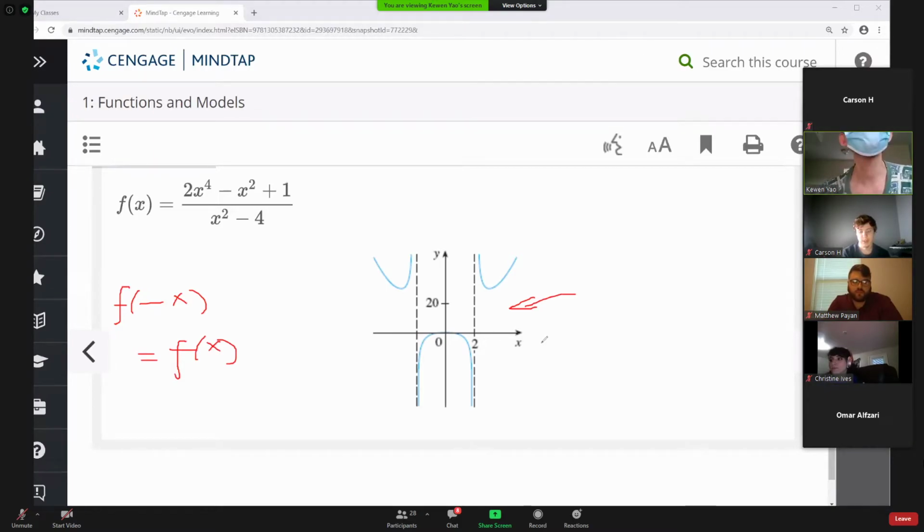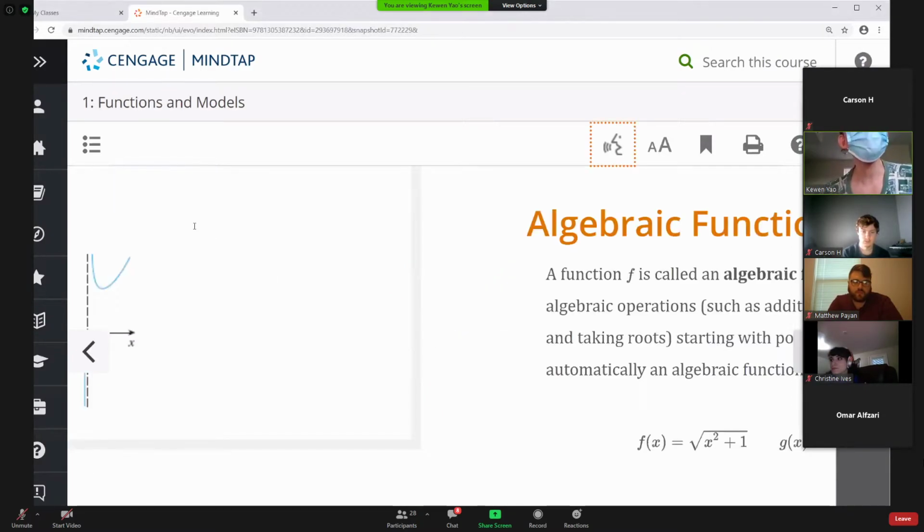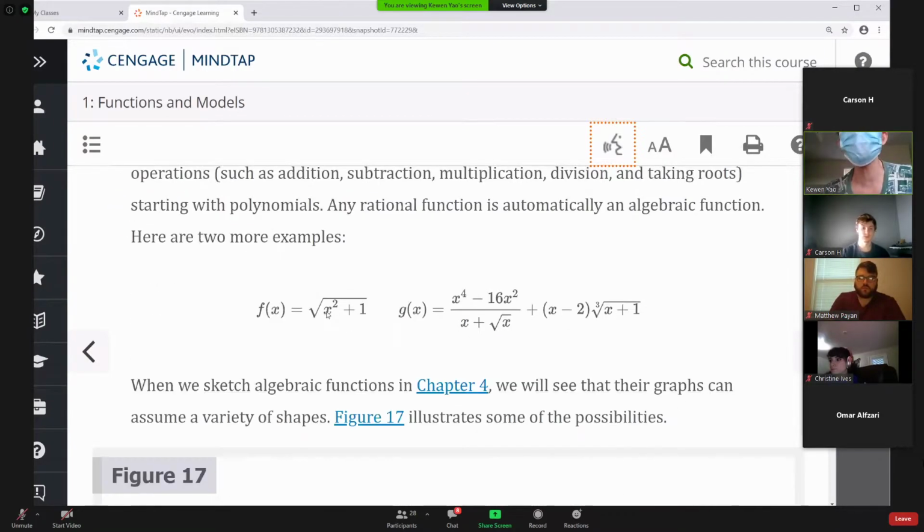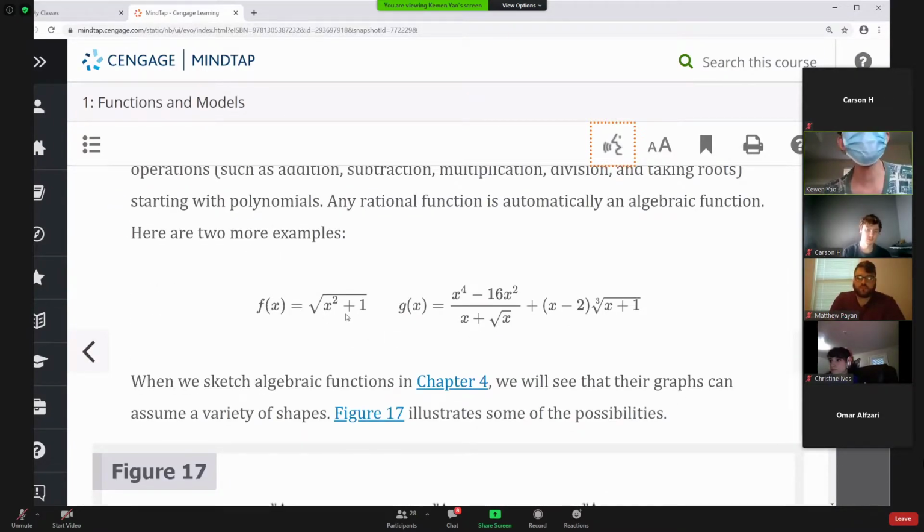Okay, this is an even function. Now let's go to the next page. Algebraic functions. What does that mean? That means you have square root, you have cubic root, a combination of these. See, this is a polynomial, and then you have a square root of a polynomial.